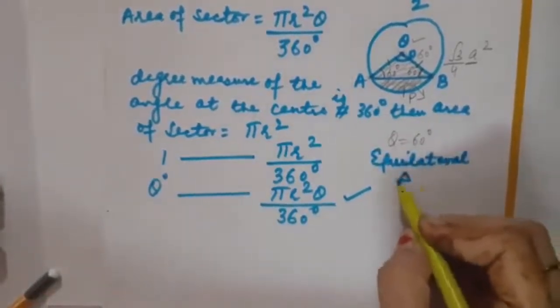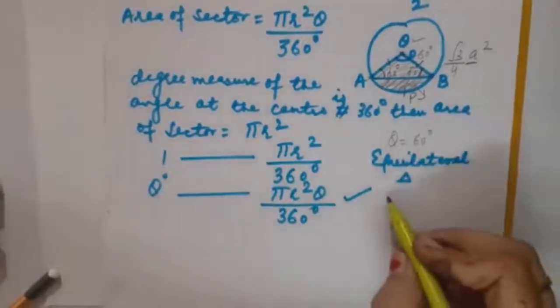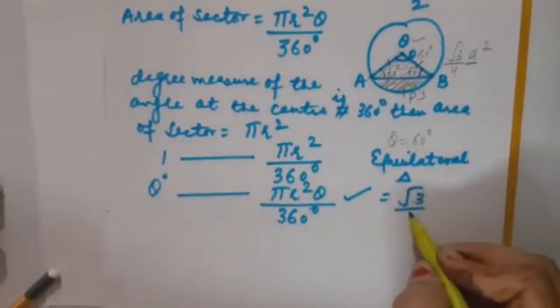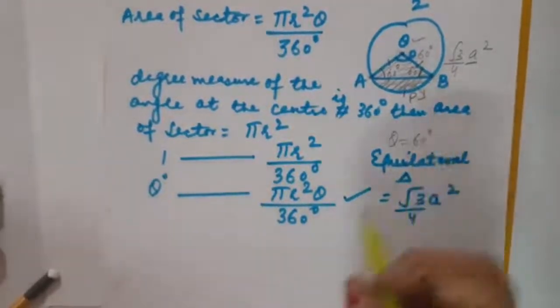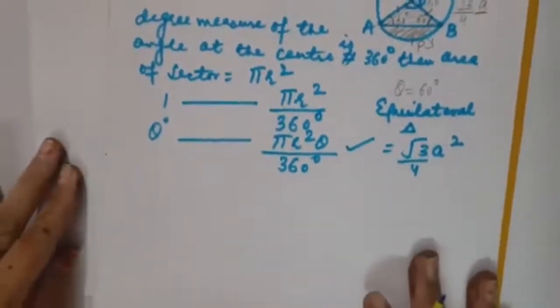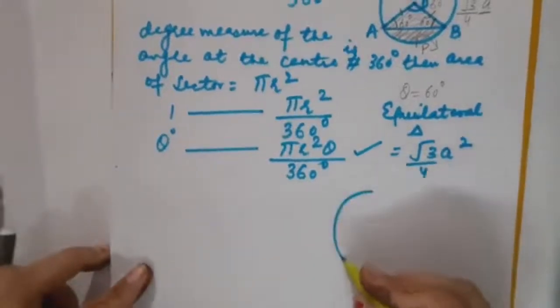Which triangle will be formed? Equilateral triangle. And you know the area of an equilateral triangle, that is root 3 by 4 a square. But children, for example, if the center angle is of 90 degree, let us draw it once again.